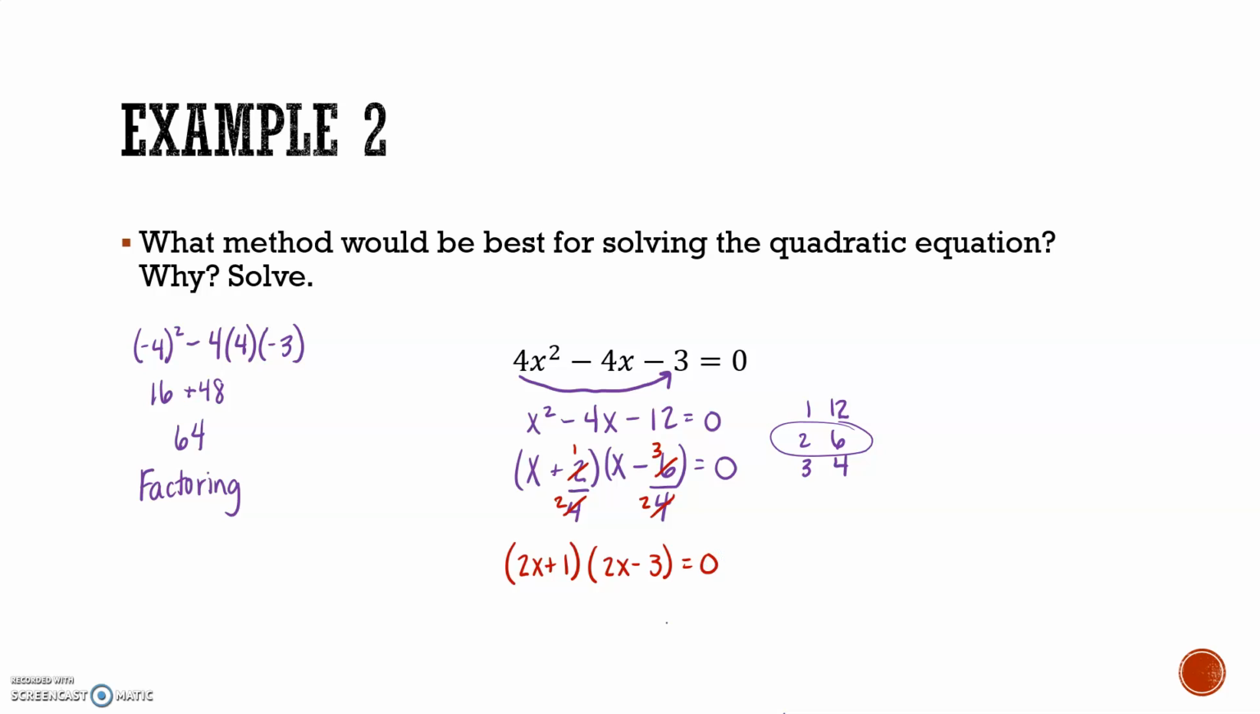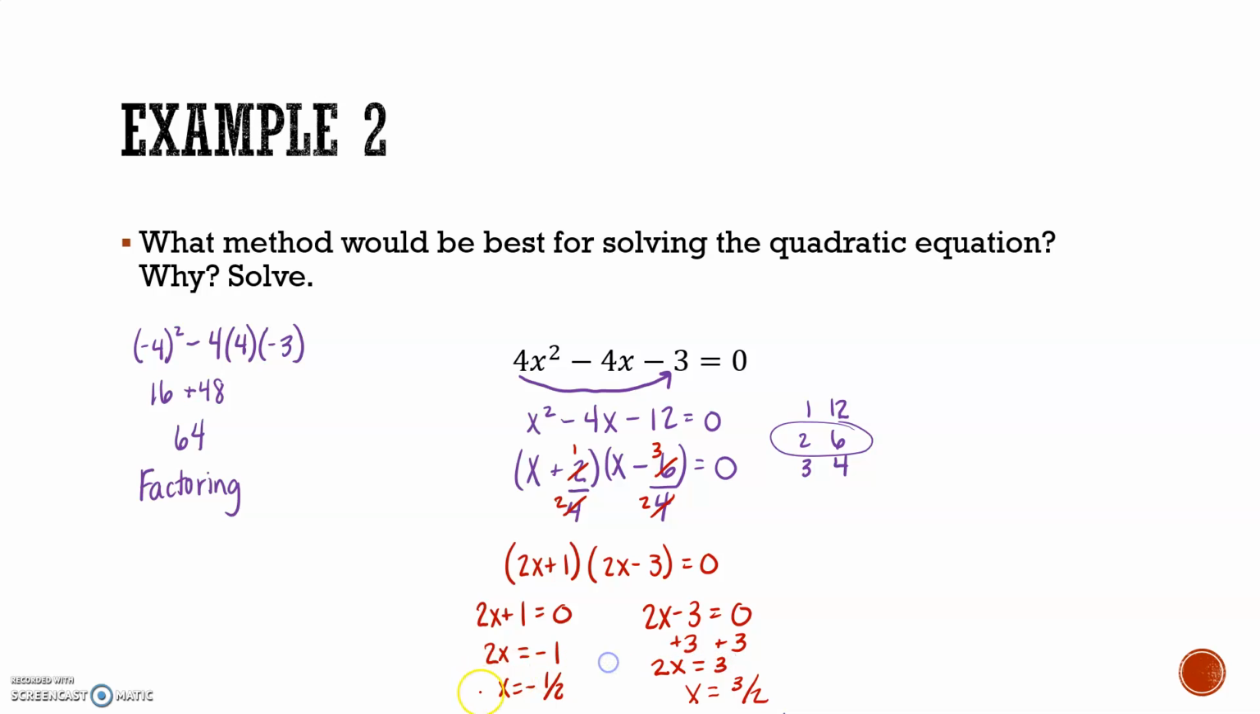Remember, to solve by factoring, I'm going to take each of those factors and solve for x. So I'm going to get 2x plus 1 equals 0, and 2x minus 3 equals 0. This would give me 2x equals -1, and x equals -1/2. Add 3 to both sides. 2x equals 3, and then when I divide by 2, I would get x equals 3/2. So there you have it. Those would be my two answers.